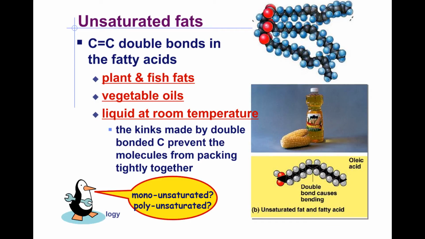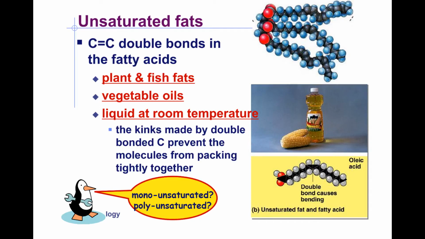Now, on the other side, we have unsaturated fats. Unsaturated fats means that not all of their carbons are bonded to hydrogens, that there are some carbon-to-carbon double bonds, and they tend to be found in plant and fish fats. They also tend to be found in vegetable oils, and these are liquid at room temperature.